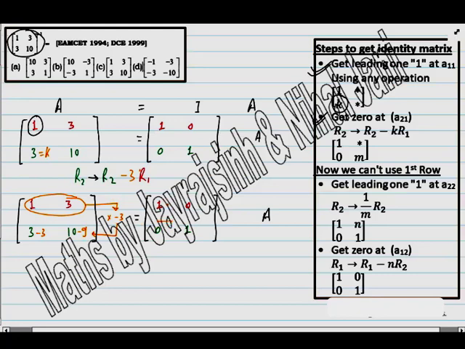Same thing we have to do with the right hand side. Multiply minus 3 and add to the second row. 1 into minus 3 will give us minus 3. 0 into minus 3 will give us 0. So we will get first row as it is, 1, 3, 1, 0. And in second row, 3 minus 3 will be 0, 10 minus 9 will be 1, 0 minus 3 will be minus 3, and 1 plus 0 will be 1. So tada! We complete our second step.